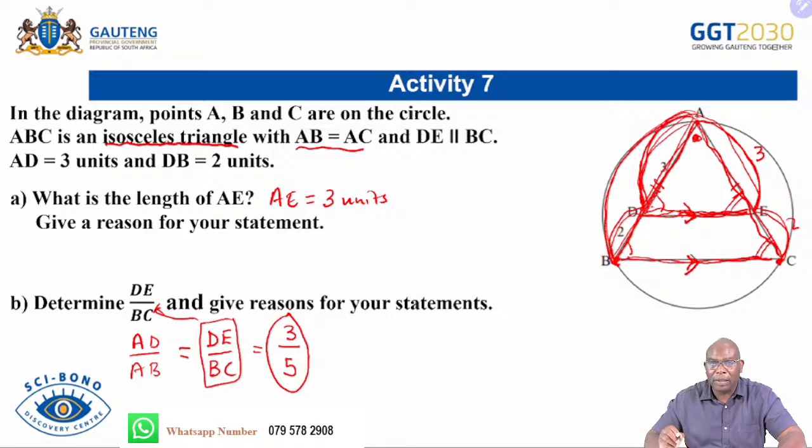So please make note that when I need these two lines, I take AD over the whole of AB, and then I take DE over BC. See, that's what we're going to do. Okay.